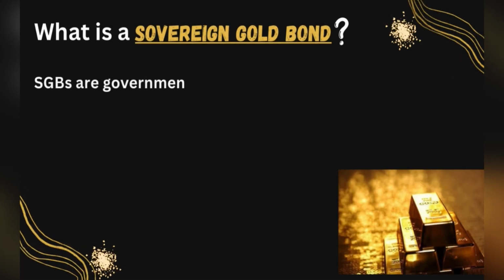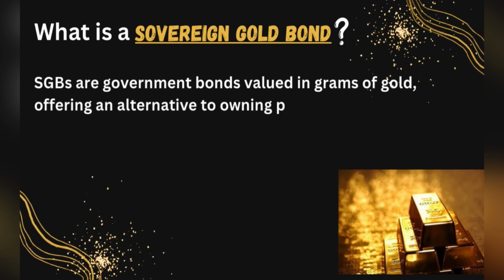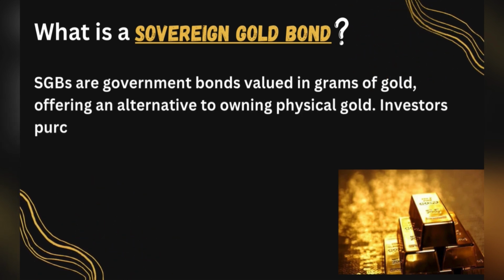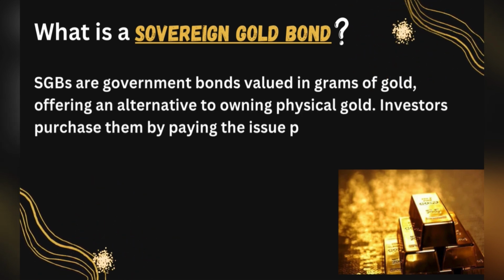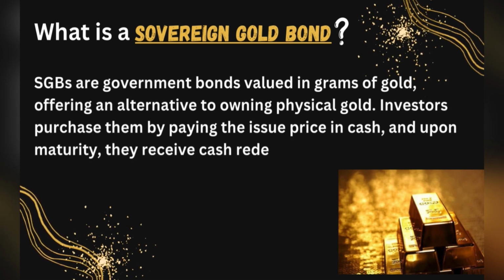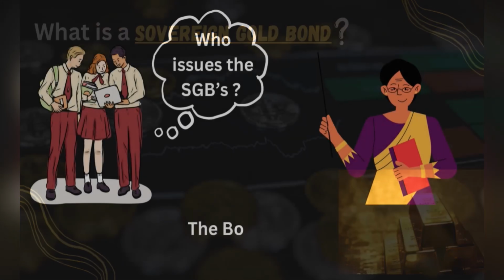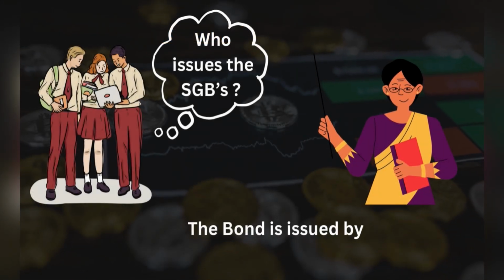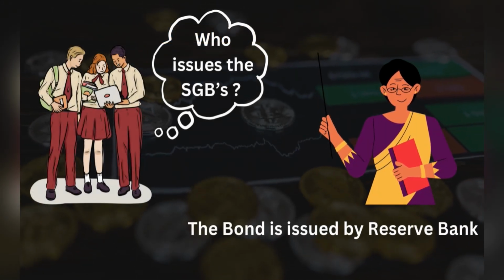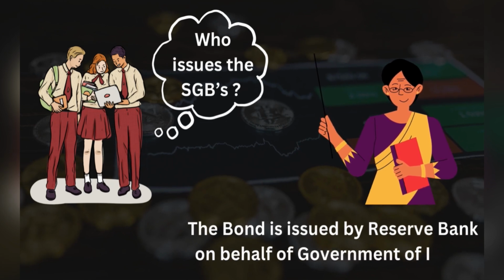But what are SGBs? It's a government-backed investment scheme, denominated in grams of gold, and it offers investors a way to invest in gold without owning physical gold. Investors purchase them by paying the issue price in cash, and upon maturity, they receive cash redemption. It's a government-backed investment scheme where investors can buy gold bonds issued by the Reserve Bank of India, RBI, on behalf of the Government of India.